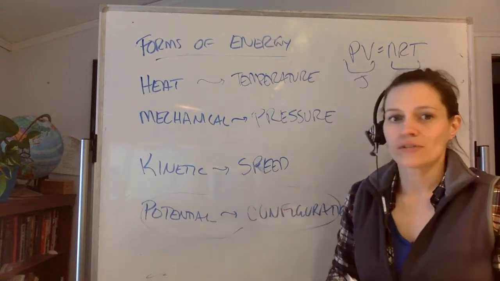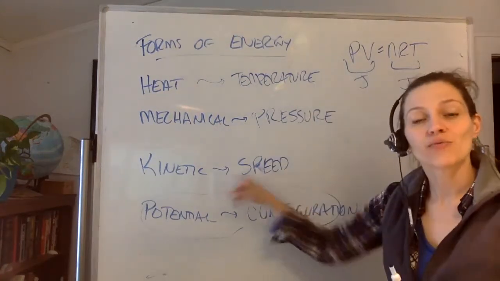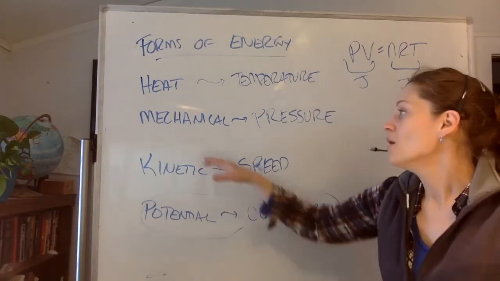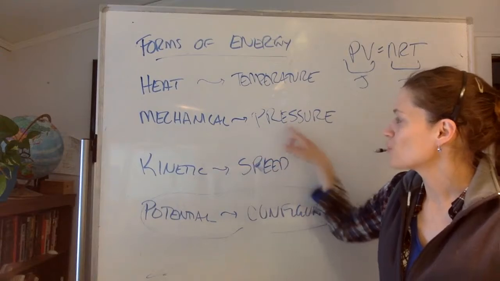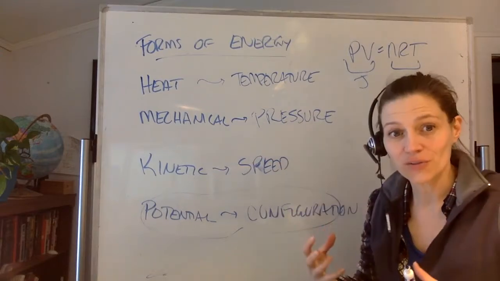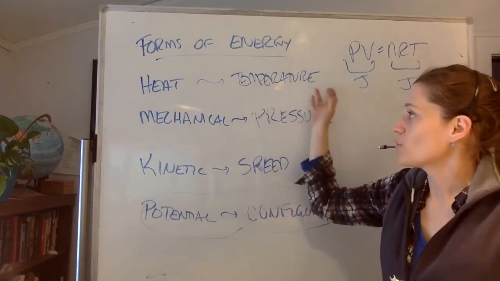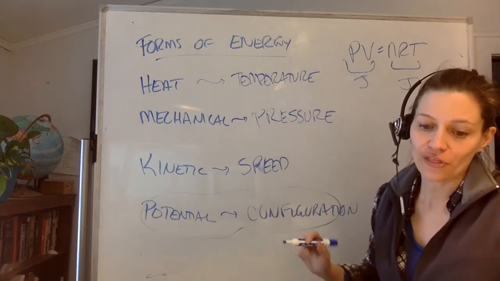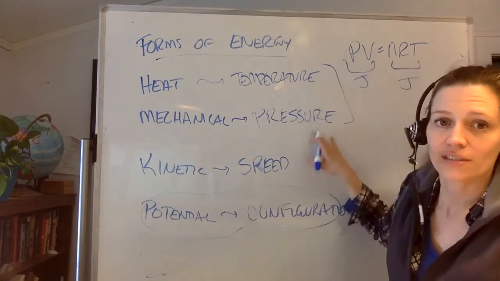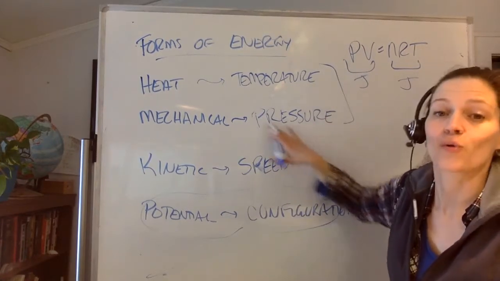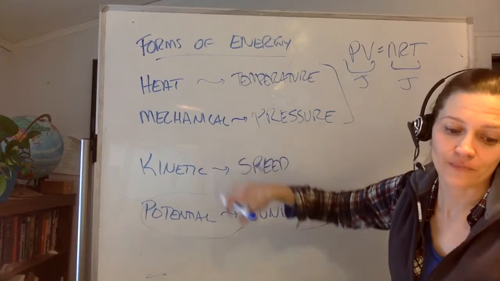When you've got Newton's law, F equals ma, and you're throwing something, you've really got a kinetic energy that you're looking at. Mechanical energy, that pressure, force per unit area, there's an energy associated with that. And likewise with heat energy or thermal energy. So this is going to be our main focus, okay? Temperature and pressure, or heat and mechanical energy.